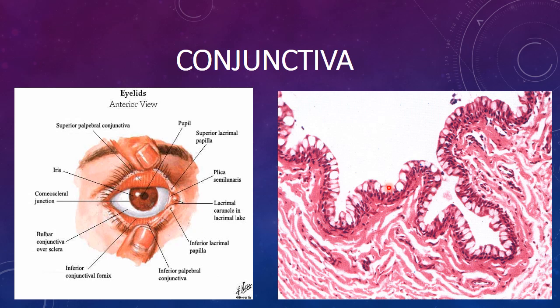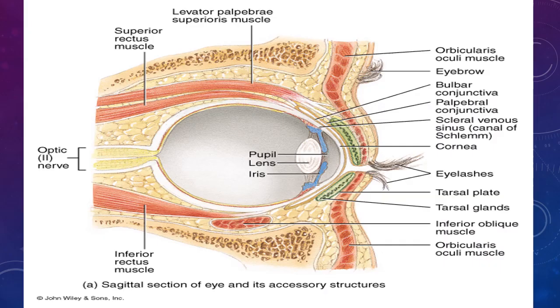So the conjunctiva consists of stratified columnar epithelium with goblet cells, and it has a lamina propria as well, which is a very thin and loose connective tissue. The secretions of the goblet cells become part of the tear film. So the tear film also has a contribution from the secretion of the goblet cells of the conjunctiva.